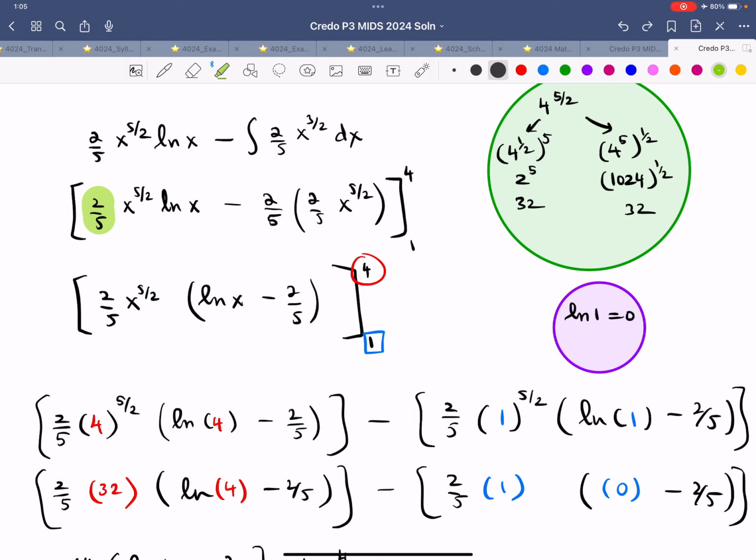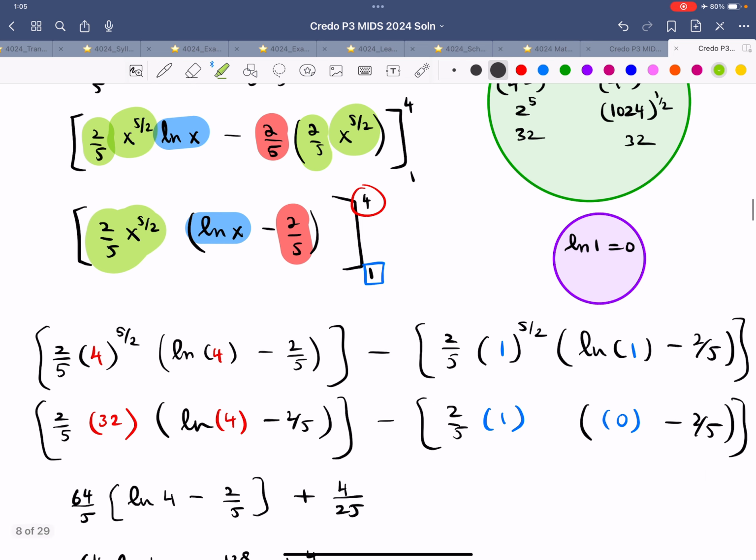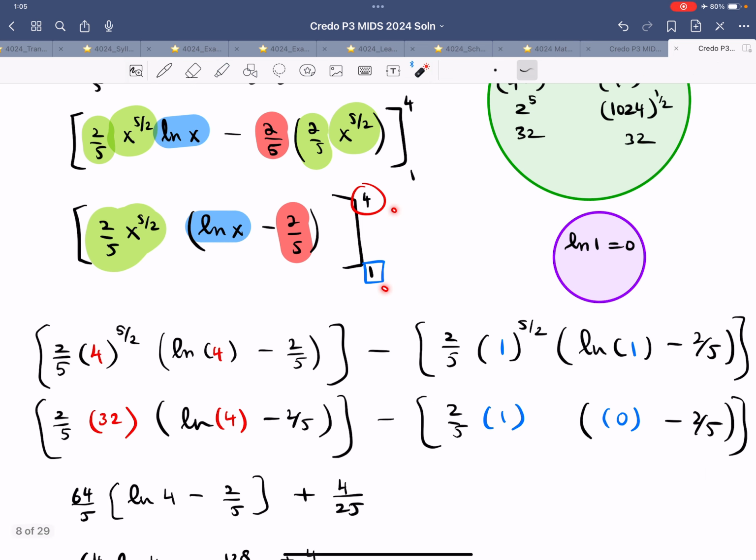Actually, this 2/5 on the inside, let me write it. This x to the power 5 over 2 is common. So what is left? ln x is left over here, and this 2/5 is left over here. 2/5 is left over here. ln x is left over here. And over here, this 2/5 x to the power 5 over 2 is common. And what are the limits? The limits are 1 and 4.